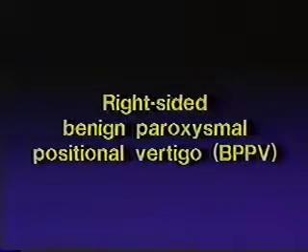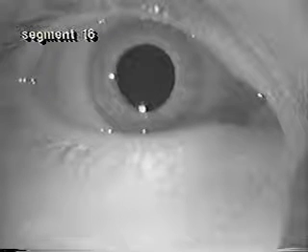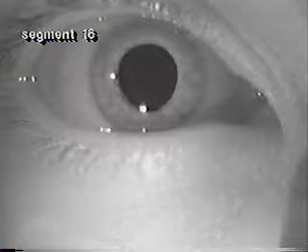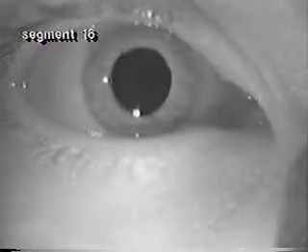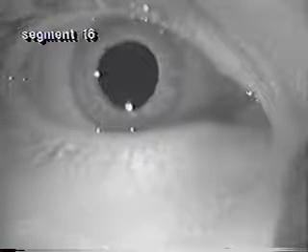Next, we'll see an example of positional nystagmus caused by benign positional vertigo of the right posterior semicircular canal. The patient will be wearing infrared goggles which are attached to the head. Here the patient is sitting upright. We're looking at spontaneous eye movements. First, the patient's head will be turned to the right about 45 degrees here, and then the patient will be put down into the right Dix-Hallpike position.